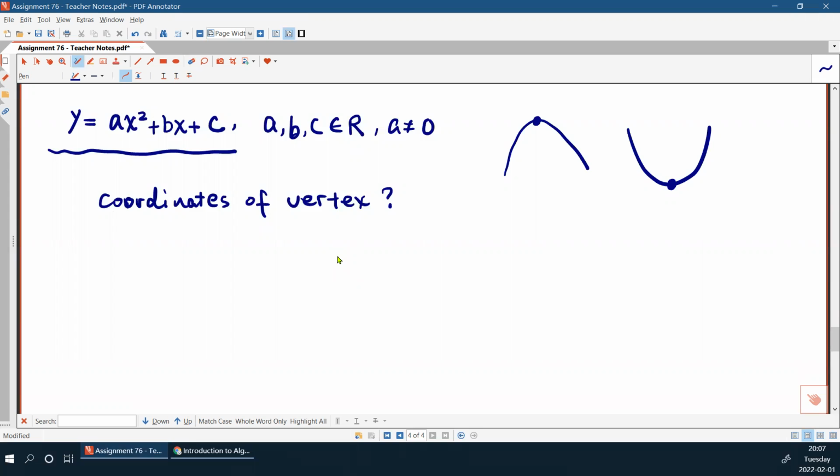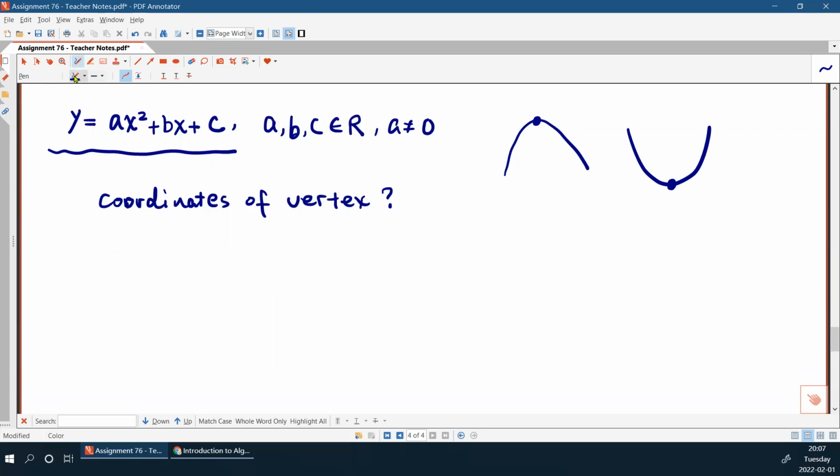Excuse me? Is it b over 2a? B over 2a, right? How did you get this? And how about the y coordinate of the vertex? A point usually has 2 coordinates, right? You just plug it in. Plug it in, okay? All right, so let's study it from the very beginning.